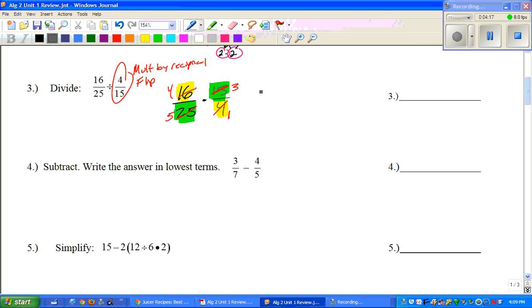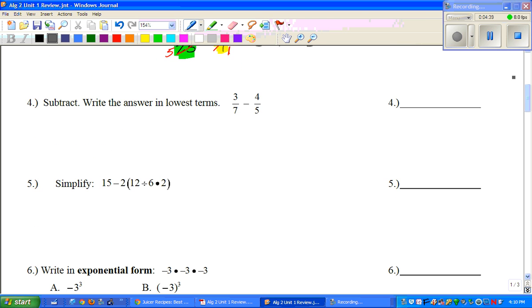Okay, so what we're really multiplying now is 4 over 5 times 3 over 1. Multiply straight across, you get 12 over 5, and can we reduce that? No. So 12 over 5 is our final answer.